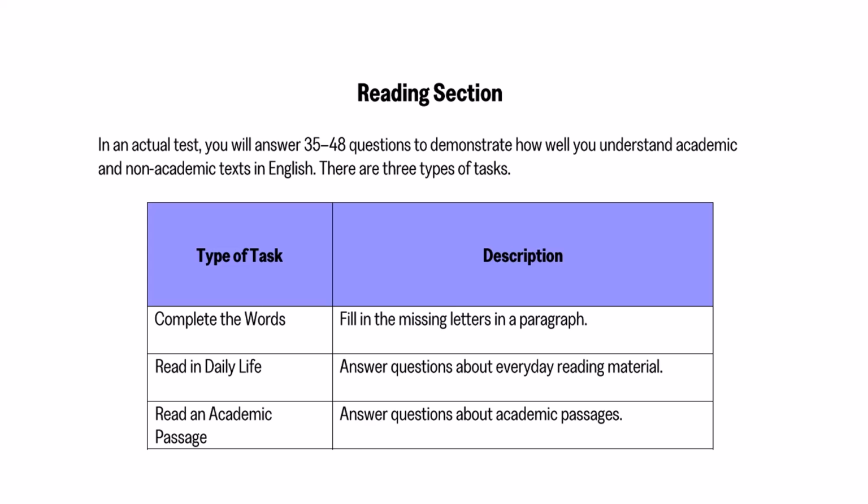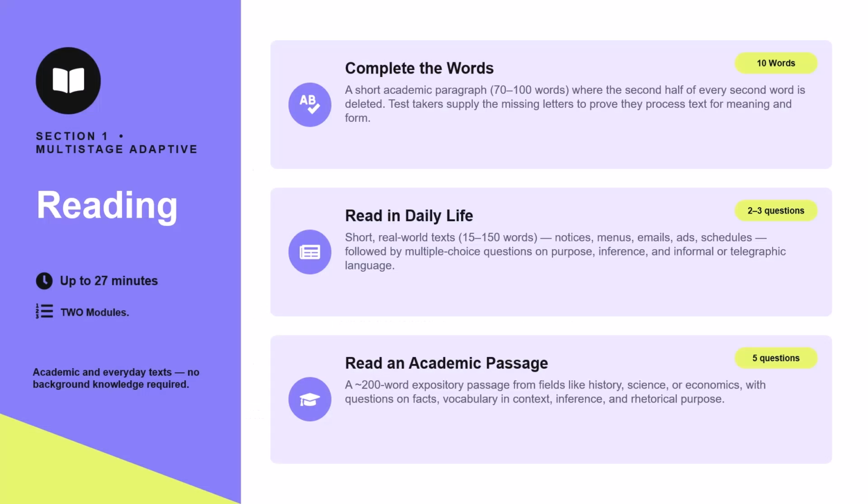So in the reading section, you have 3 parts in each module: complete the words, where you fill in the missing letters in a paragraph; read in daily life, answer questions about everyday reading material; and read an academic passage, answer questions about academic passages. With the complete the words, you're going to have 10 words you have to complete.